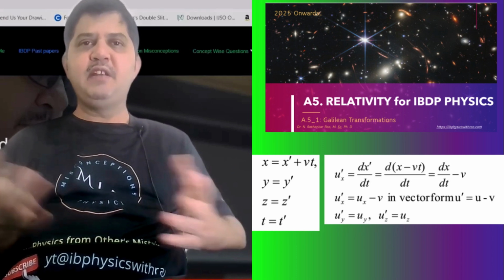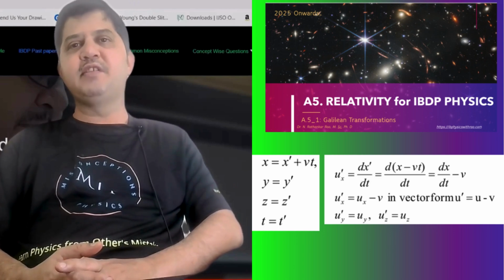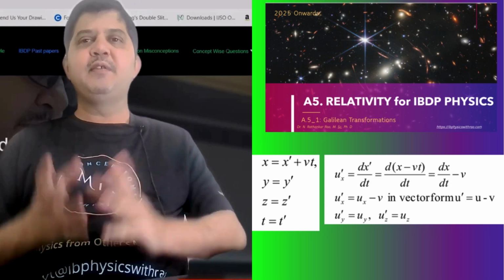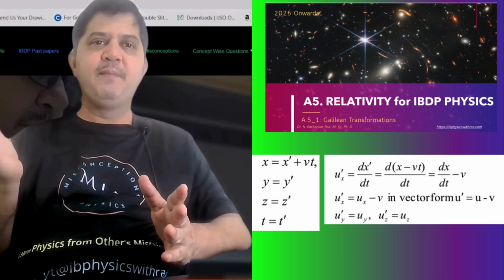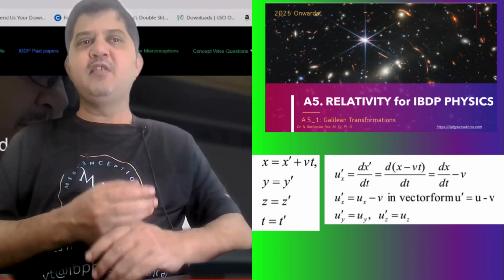And in a similar way, you can also relate the velocities. So what is the velocity as measured in the primed frame, that is the moving frame, with respect to the stationary frame, and so on. So this is what we have learned in Galilean transformation.